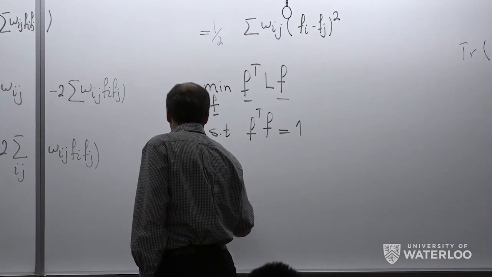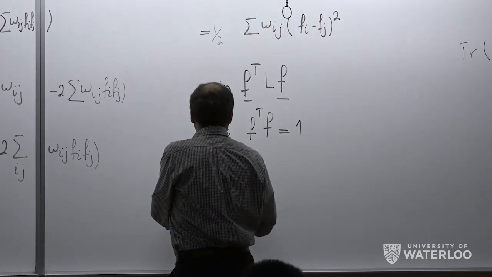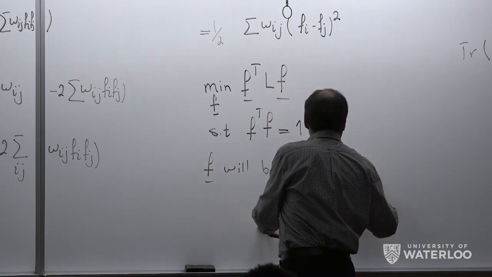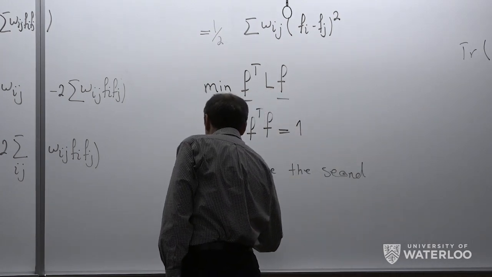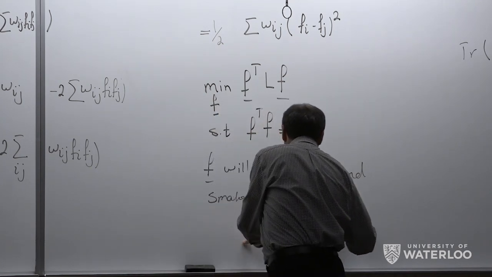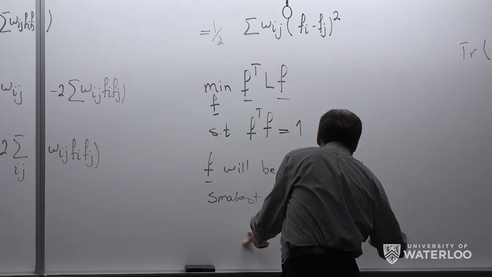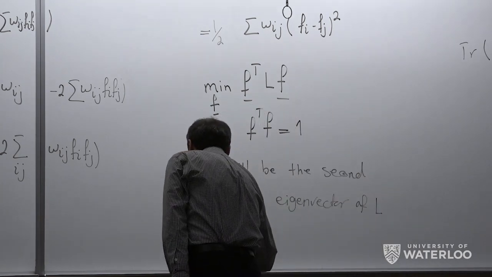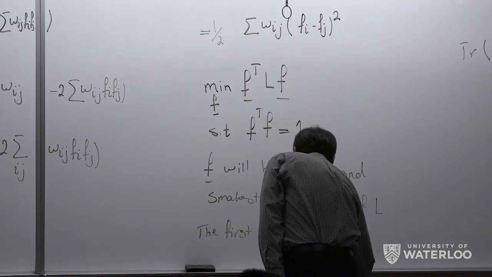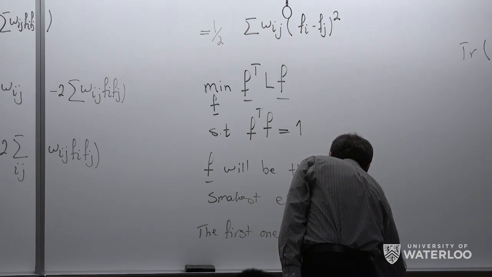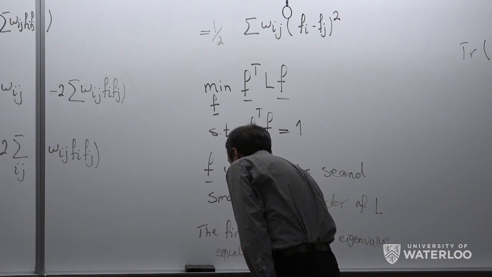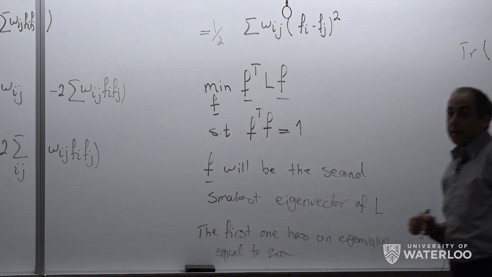So F will be the second smallest eigenvector of L. The first one has an eigenvalue equal to 0. Okay.